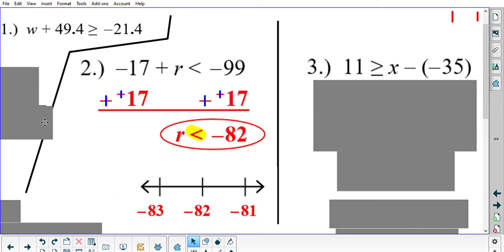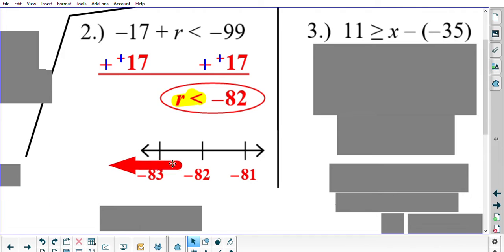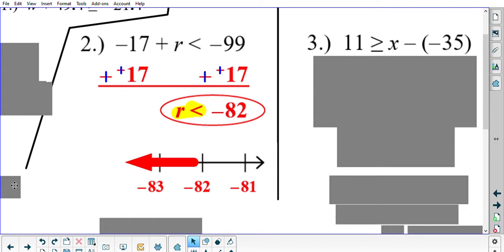So on your number line, we now have to figure out, okay, which way are we going to shade, left or right, and will we start with an open circle or will we start with a filled in dot? And so here's the deal. Number 2, it says that r is less than -82. If it's less than the number, then we will go to the left because that's where the lesser numbers are, the smaller numbers. They're always to the left if it's less than. But we have to figure out, are we going to start with an open circle or a closed filled in dot?